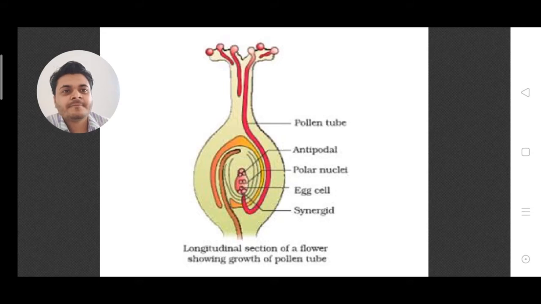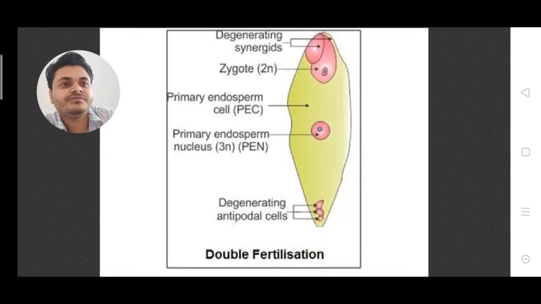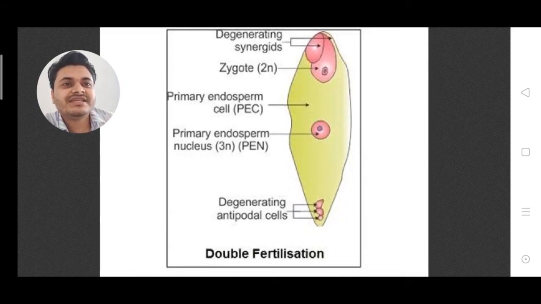Eight cells are there. On top, three haploid cells are called antipodal cells, and below there are two synergids, n, and the egg inside, clear? So all are n, and only inside, the polar nuclei and secondary nucleus is 2n. So you can see the degenerating synergid, and there is a zygote, and then the primary endosperm cell, primary endosperm nucleus, then the degenerating cell, endosperm, antipodal cells, and all this is double fertilization.